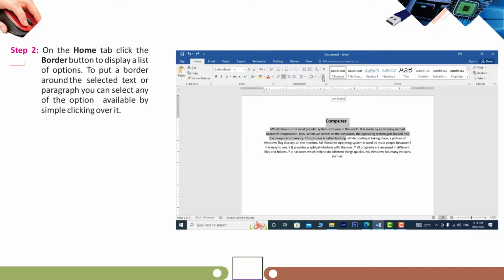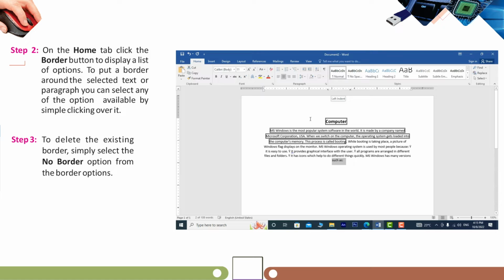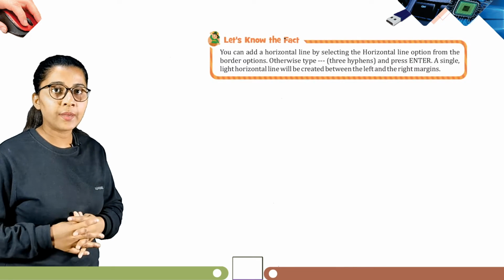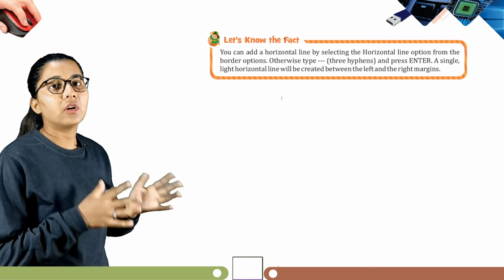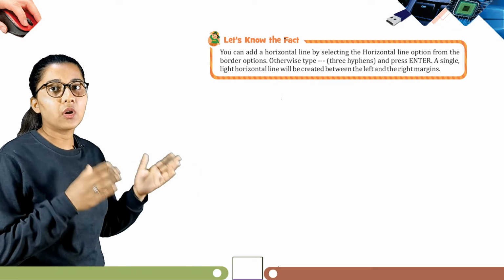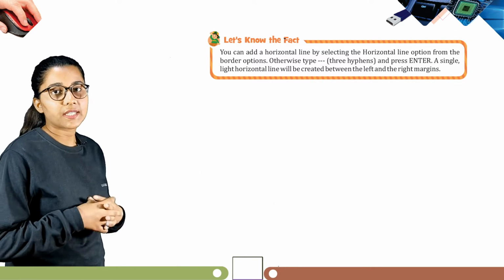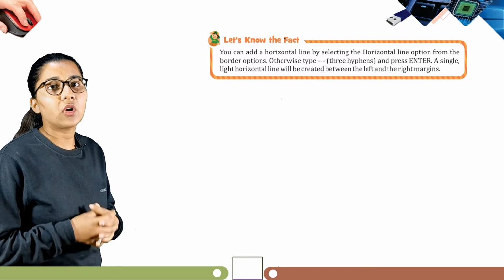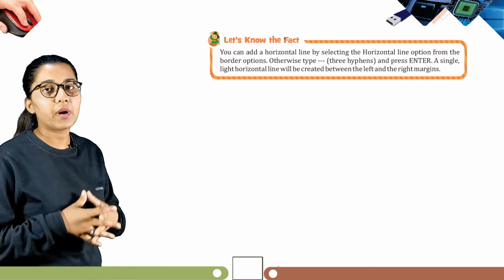Now our third step is to delete the existing border. Simply select the No Border option from the border options. Students, now it's time to know an interesting fact: you can add a horizontal line by selecting the Horizontal Line option from the border options. Otherwise, type three hyphens and press Enter. A single light horizontal line will be created between the left and right margins.